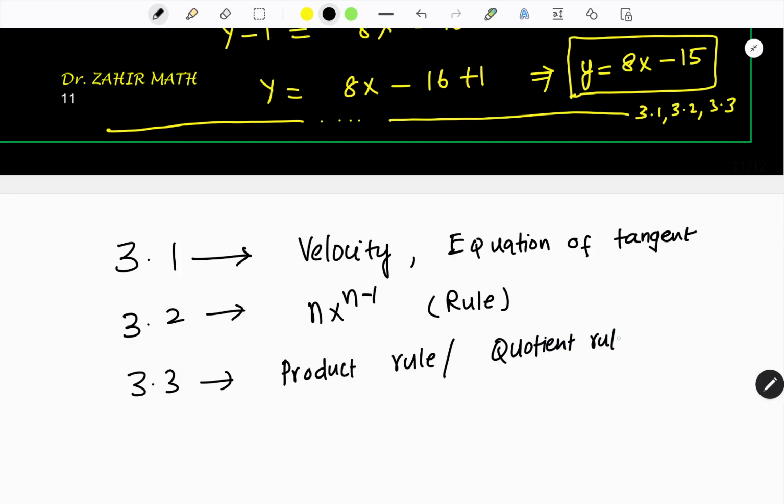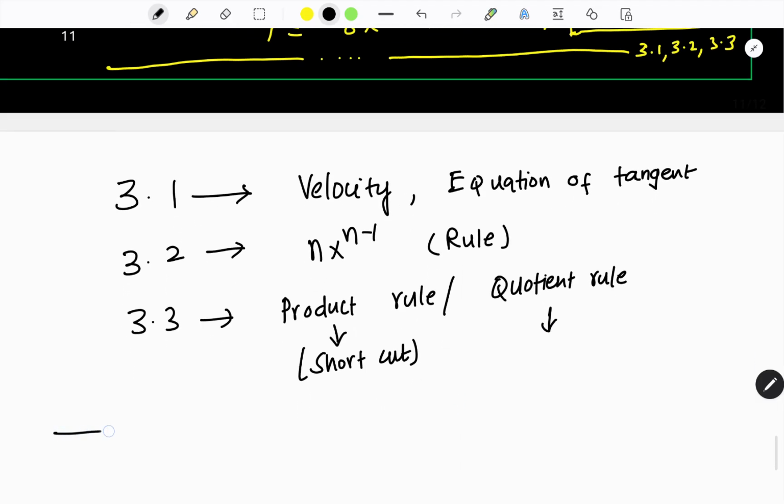For the product rule, I gave you a shortcut. If you say, teacher, I want to use the product rule, okay, you can use it, no problem. It gives the same answer, you can check. The quotient rule you need to memorize. So you study these things for module 2.